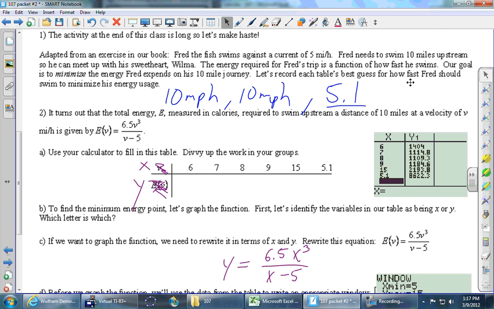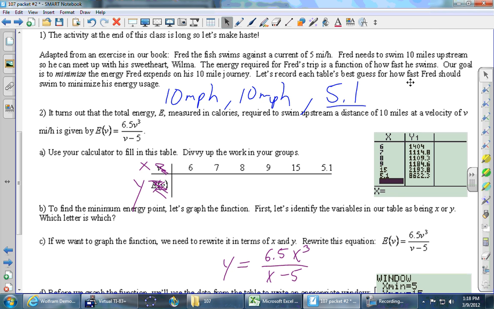Okay, let's pause right there. So we got Fred swimming against the stream. How far does he have to go? He needs to go 10 miles to get to his sweetheart. How fast is the current going against him? It's 5 miles an hour against him. And what we're trying to do is not minimize the time it takes, but rather minimize what? The energy it takes. That's the goal, to get Fred there with as little energy burned as possible.